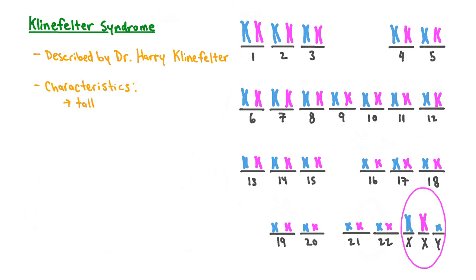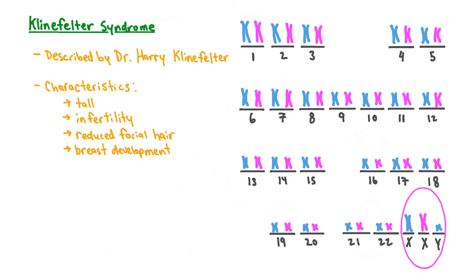Some of the characteristics of Klinefelter syndrome are that they are tall in height, they have infertility problems, reduced development of facial hair, and more pronounced breast development. Some of these traits are caused by decreases in the hormone testosterone.